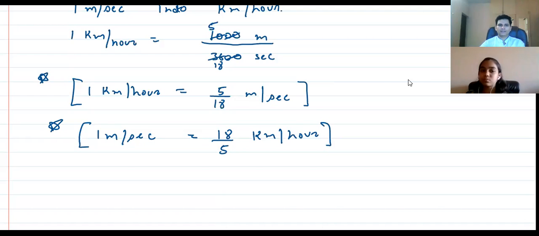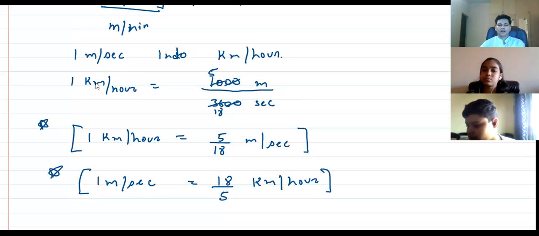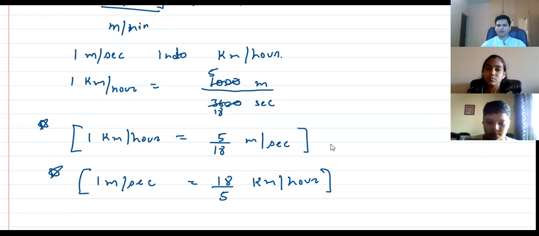Ragini, I'll explain once again. So what we did, I want to know 1 kilometer per hour is equal to how many meter per second. So 1 kilometer per hour. 1 kilometer is equal to how many meter?